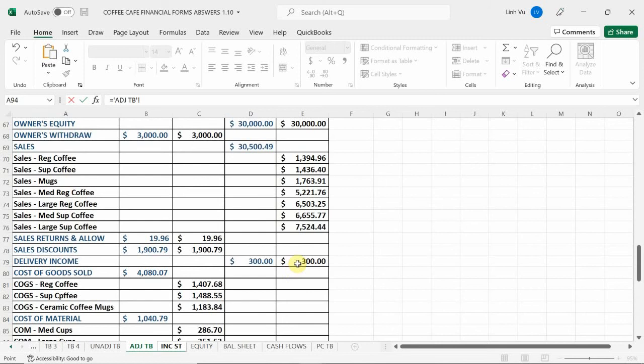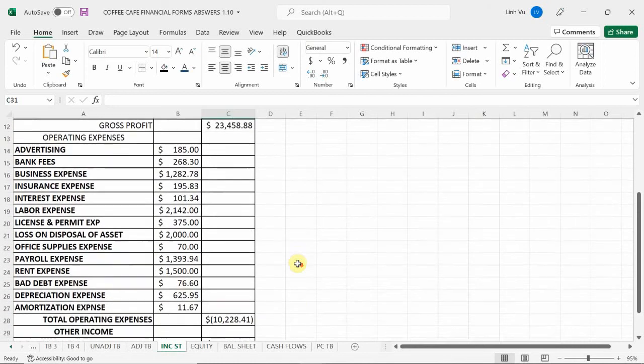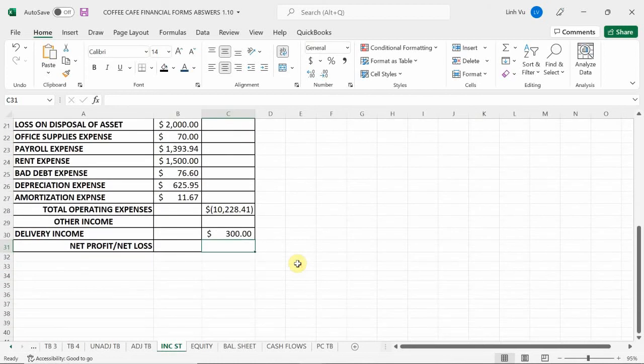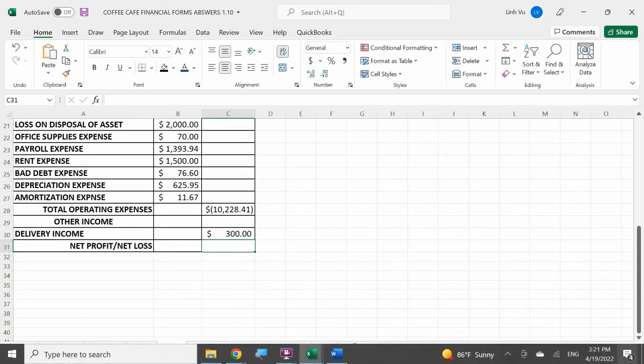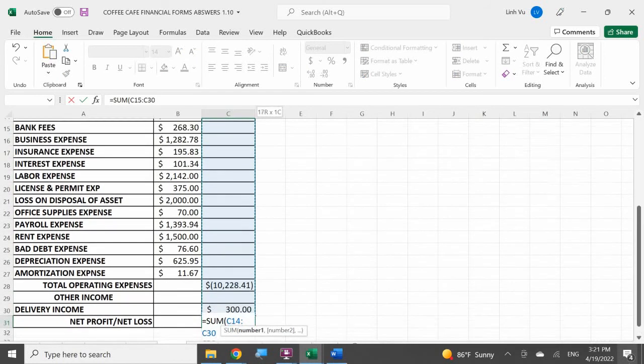It was $300, right? So then now I can go ahead and calculate whether I had a net profit or net loss. So once again, you're going to take your gross profit, you're going to subtract your total operating expenses. Then you're going to add any extra income, so your other income, right? And if it's a positive number, you made a profit. If it's a negative number, you had a loss.